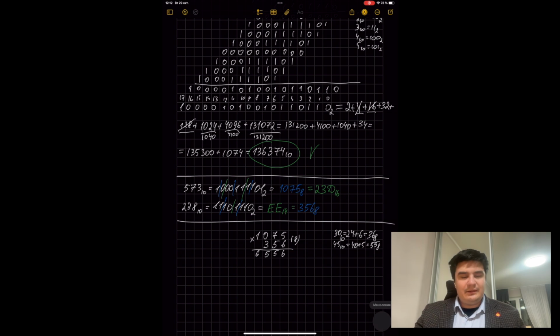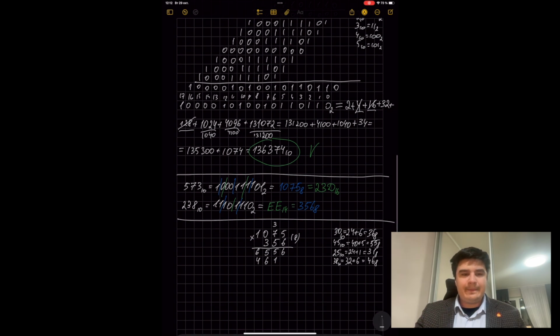Now we'll multiply 1075 by 5. First, 5 times 5 gives 25, which converts to 31 in octal. 25 equals 3 times 8 plus 1. Then 7 times 5 plus 3 gives 38, or 46 in octal. 38 is 4 times 8 plus 6. Next, 0 times 5 plus 4 gives 4, and 1 multiplied by 5 is 5.